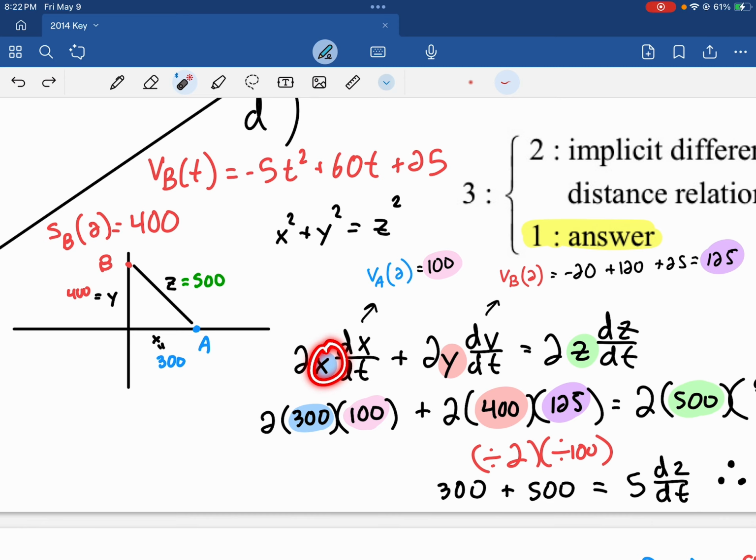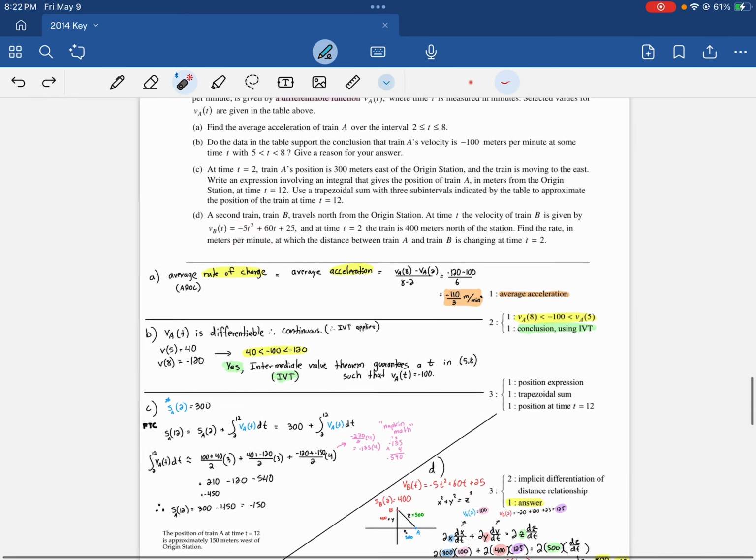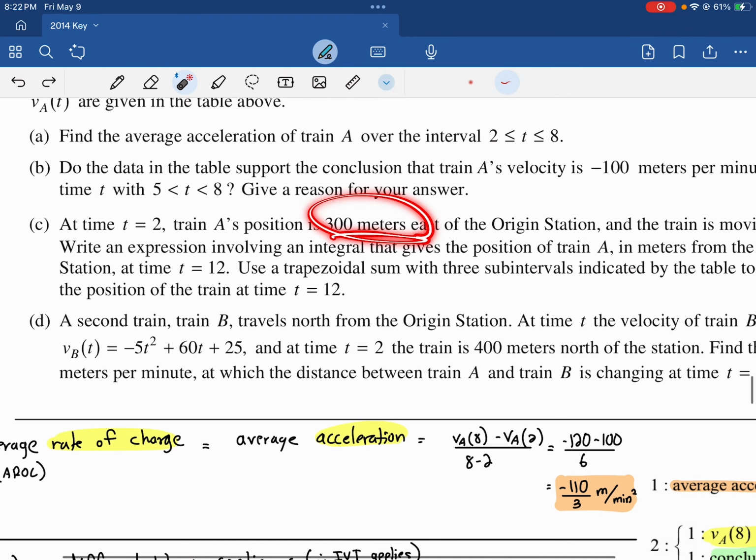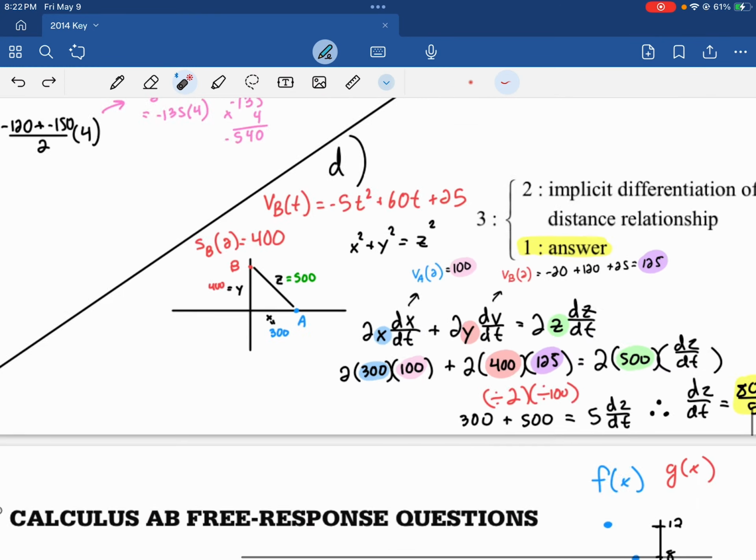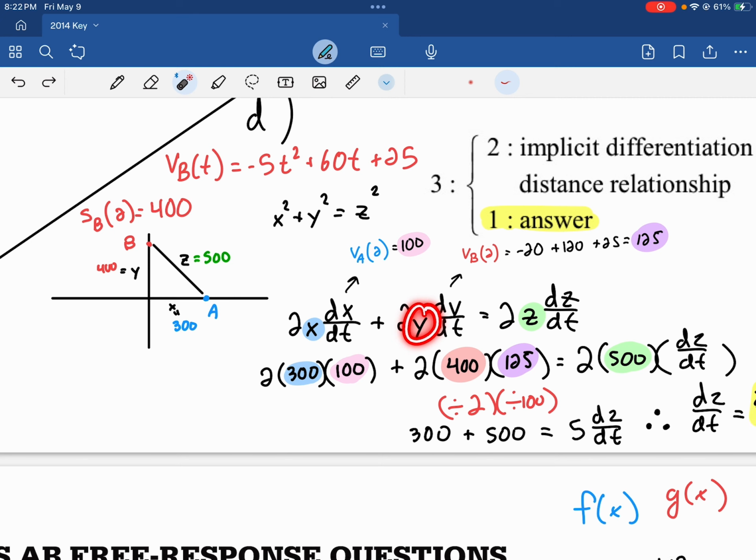From part C, train A at this time is 300. Did they say meters or miles? Meters east of the origin station. Y is 400 meters north. And from the Pythagorean theorem, I can use a 3, 4, 5 Pythagorean triple to get z to be 500. That's the distance at that time.